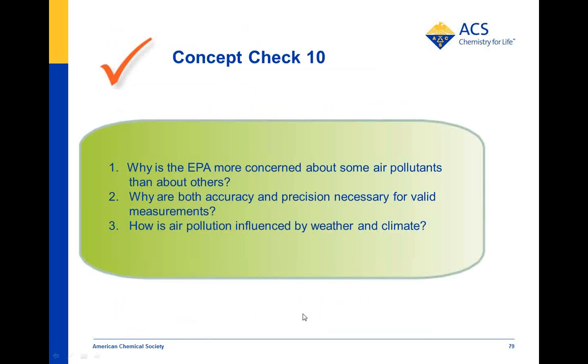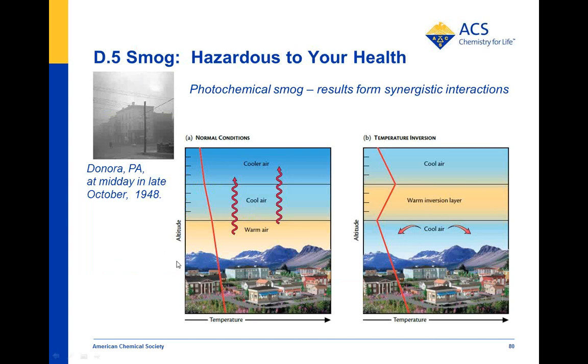And then there's another concept check. So we look at some air pollutants, why are some more concerned than others, and then we start to take a look at weather and climate, and that leads us into the next section, which is kind of fun. So it takes a look at photochemical smog, and it takes a look at the difference, an inversion layer, and how you end up with smog. And I actually found some pretty good web clips of Denora and talking about what happened there and their smog.